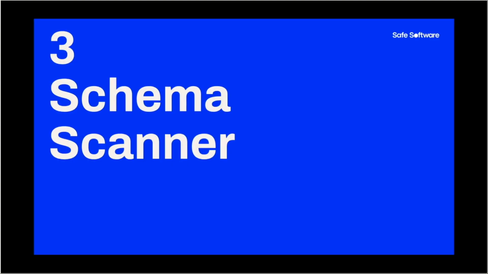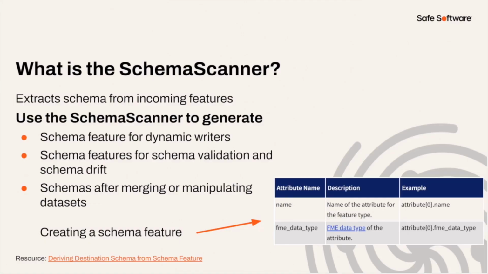Thanks, Donal. I will now be covering the SchemaScanner. So the SchemaScanner extracts the schema from incoming features by scanning for attribute names and data types. The schema is stored in a schema feature, and a visual representation of the schema feature structure is displayed on this slide here. The SchemaScanner can be leveraged to generate a schema feature for dynamic writing, schema validation, and schema drift, or generating new schemas after merging or manipulating your source data sets.